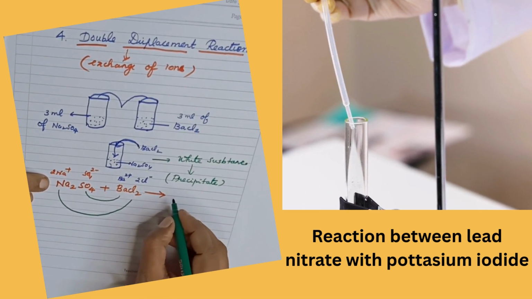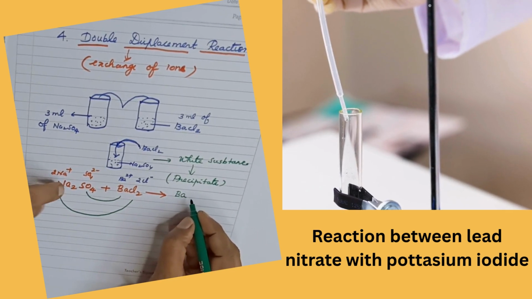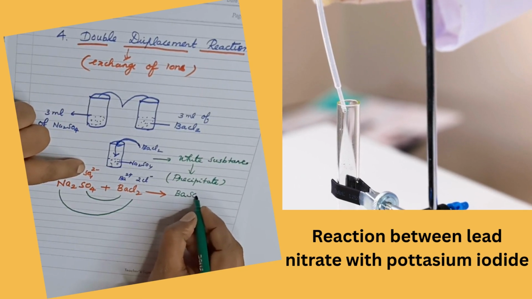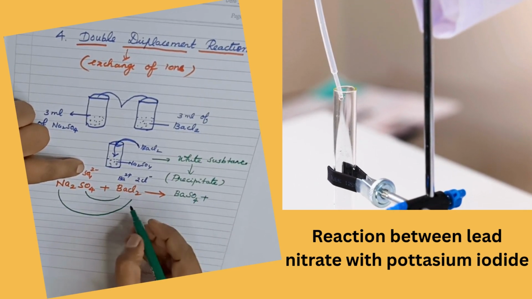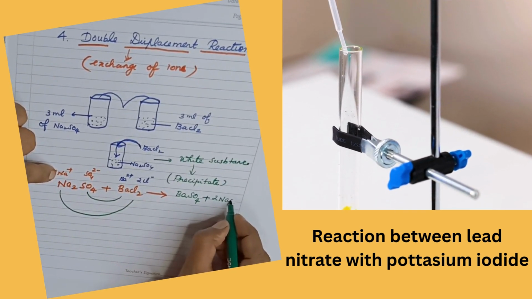So the products are, first one, barium, which is positively charged, combines with the SO₄²⁻ to form barium sulfate, plus next one, sodium combines with the chlorine to form 2NaCl.